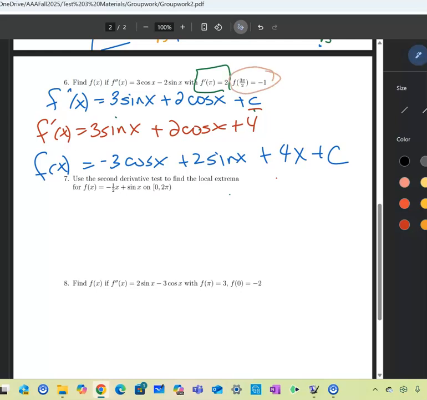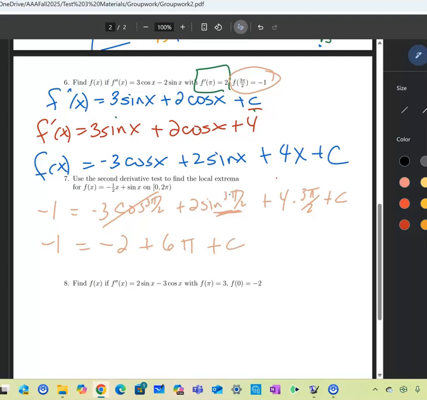Now I'm going to use this. So negative 1 equals negative 3 cosine of 3 pi over 2 plus 2 sine of 3 pi over 2 plus 4 times 3 pi over 2 plus c. That's 0. So I get negative 1 equals, that's negative 1, so that'll give me a negative 2. And then this gives me a plus 6 pi, right? Because after I cancel is c. So I get 1 minus 6 pi once I moved everything over to the other side.